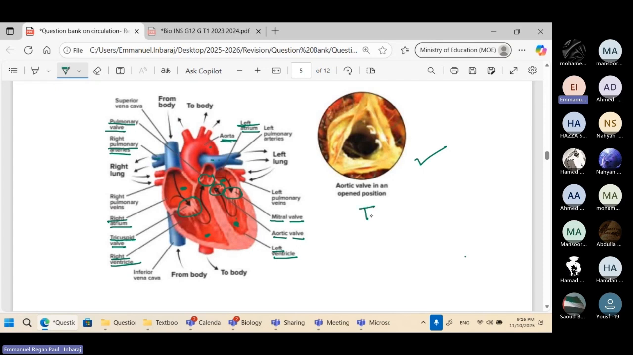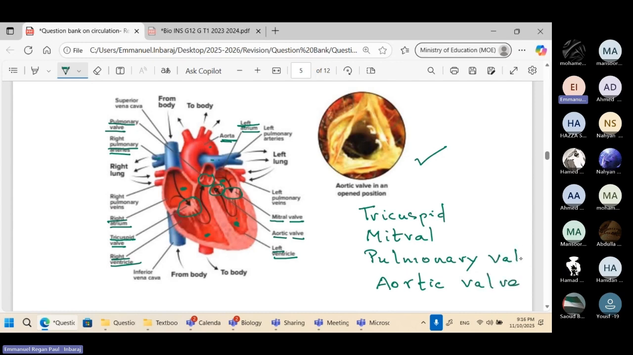So what are the valves? Number one, tricuspid valve. Number two, mitral valve. Number three, pulmonary valve. And number four, aortic valve. These are the four types of valves: tricuspid valve, mitral valve, pulmonary valve, and aortic valve.